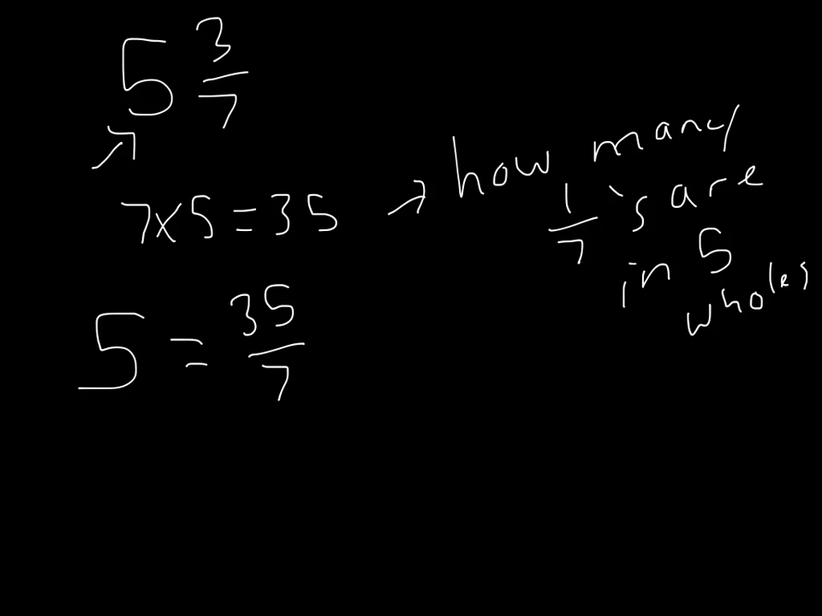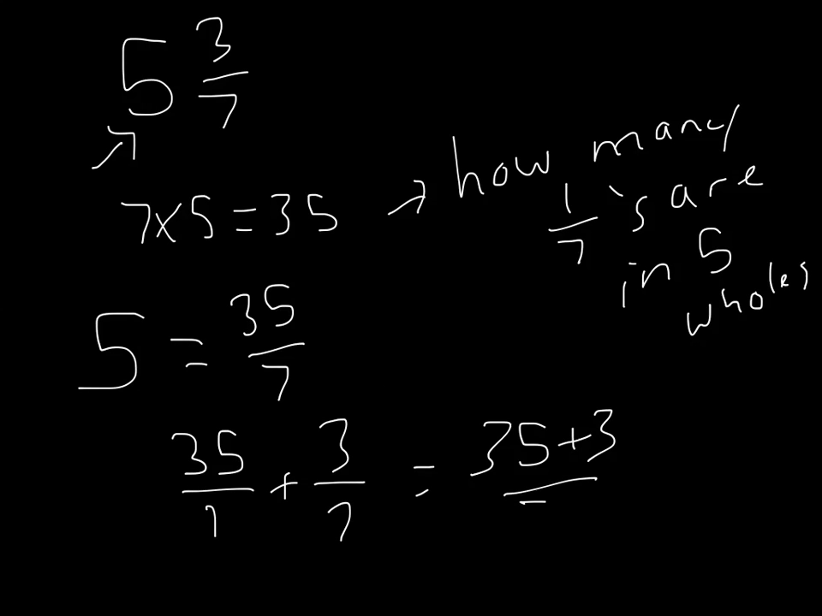Correct? Okay, good. Now, there's still the element of the 3/7. So what do I have to do now? Right. So now I'm going to take 35 over 7 and add on 3 over 7. And that's going to equal 35 plus 3 over 7, equals 38 over 7. And that is totally one way to go about doing it. Now, guys, if you're going to sit back here, I can't hear you. Okay? Next, there's another way.